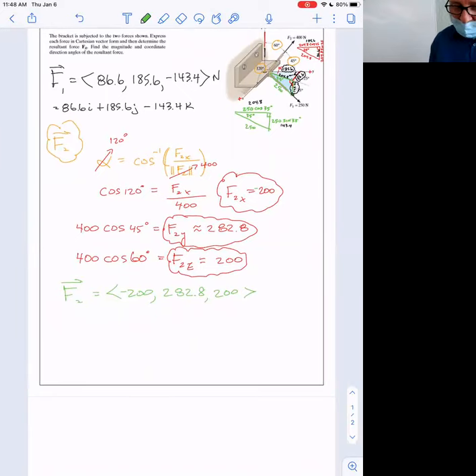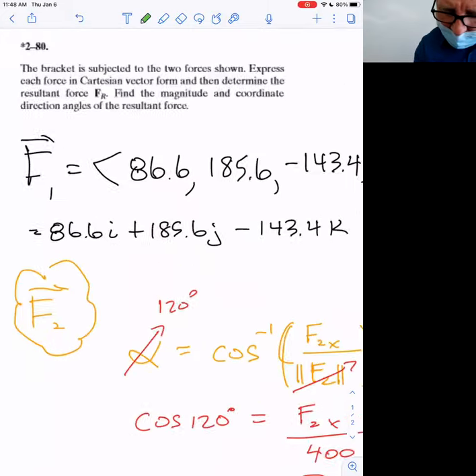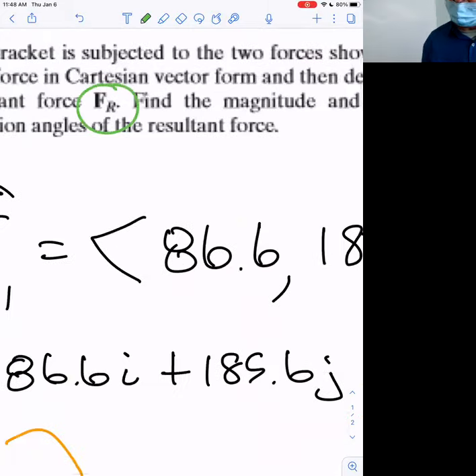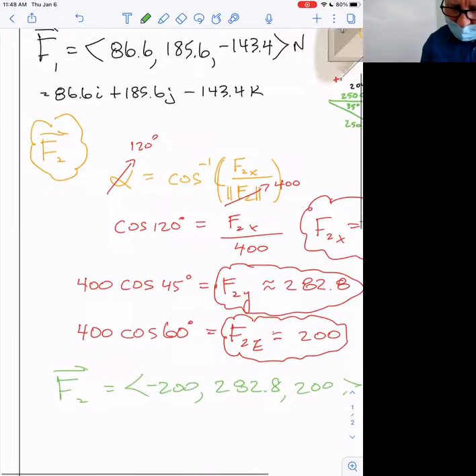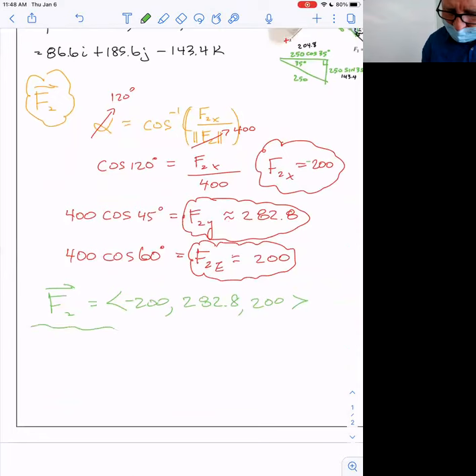So now what this allows me to do is just add x with x and y with y. So what do I call it? What were they asking me for? Force resultant. So all I have to do is add these. Now that that work is done, I could say the force resultant as a vector is force 1 plus force 2.